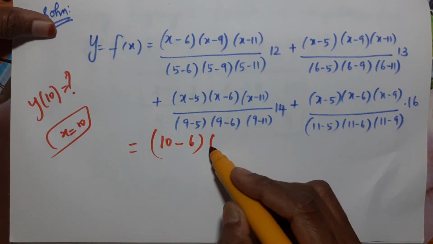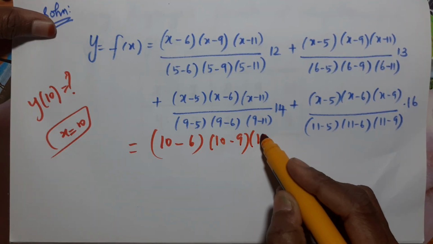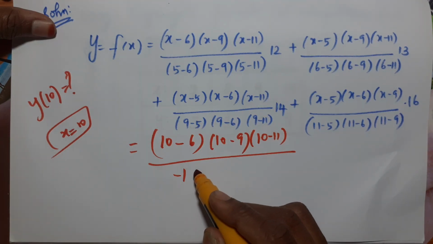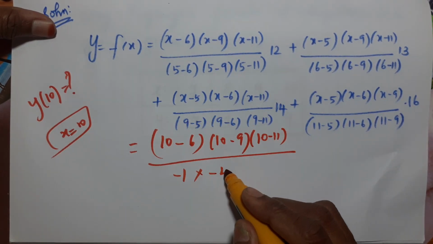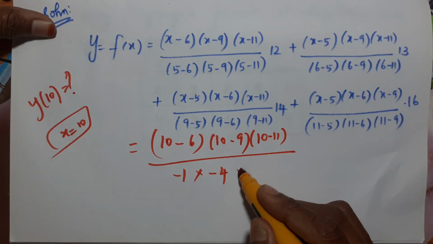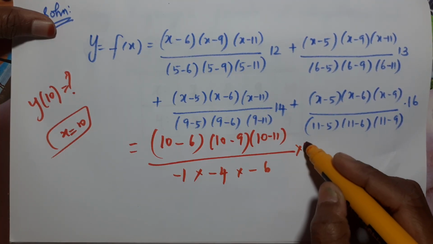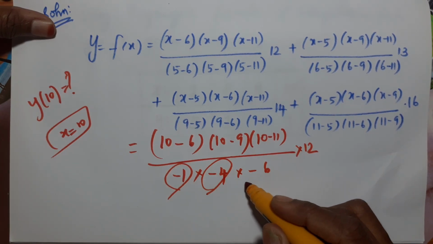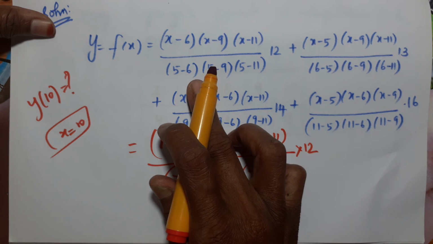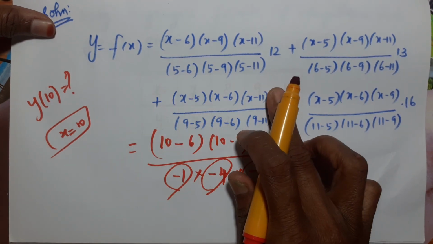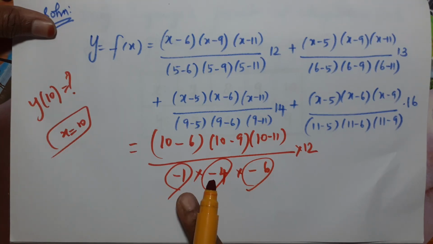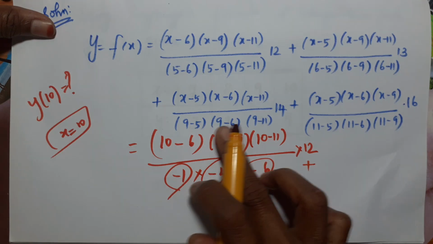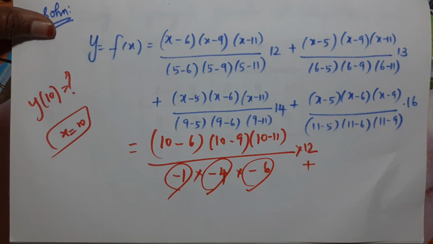So 10 minus 6, 10 minus 9, 10 minus 11, divided by this, we can simplify. 5 minus 6 is minus 1, into 5 minus 9 is minus 4, then 5 minus 11 is minus 6, into the respective 12. You have to concentrate on the signs. So this is very important. 5 minus 6 is minus 1. When you subtract, make sure you are writing the correct signs. Similarly, we have to do the other three terms also.